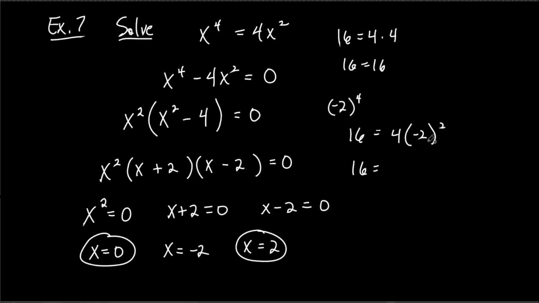This is 16 as well, because negative 2 squared is positive 4, right? It's not negative 4, it's positive 4 times 4 is 16. So all 3 of them work. Remember we said before, whatever your highest exponent is, that's how many answers we're going to get most of the time. Why do we only get 3 answers when it's x to the 4th?